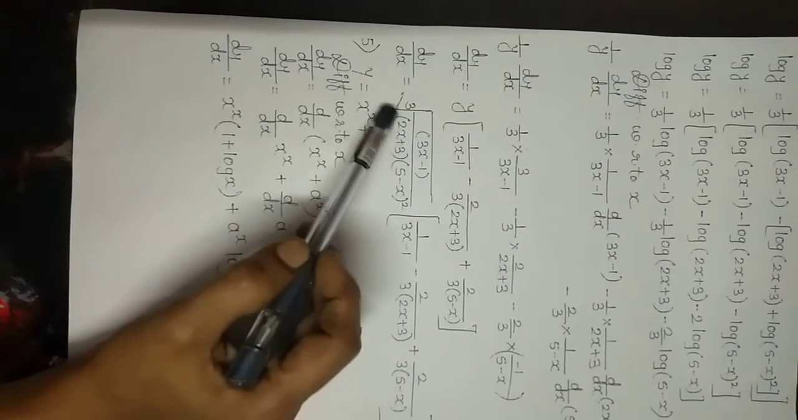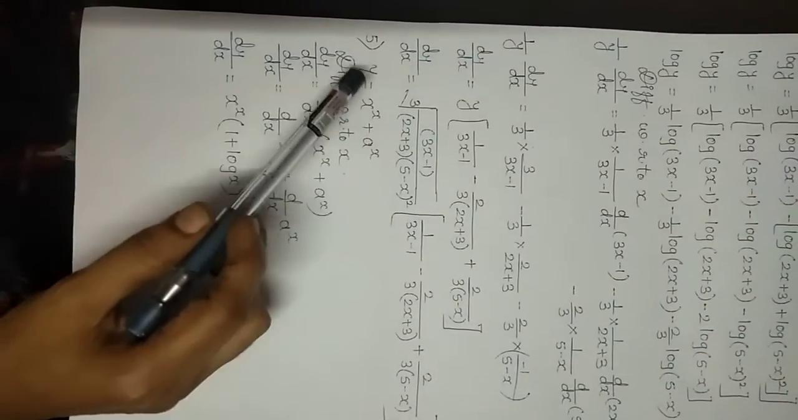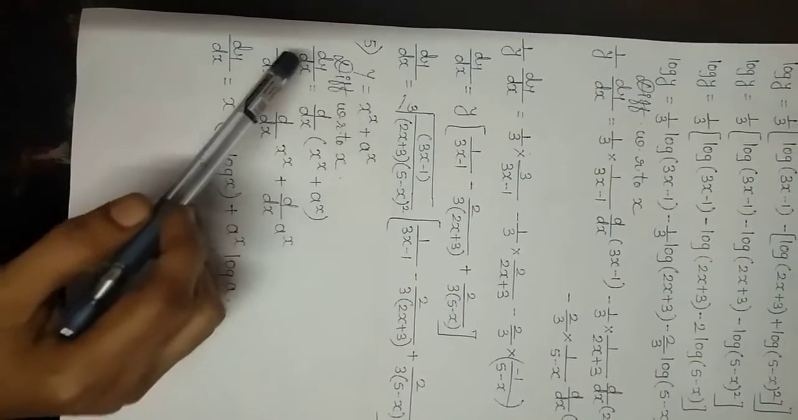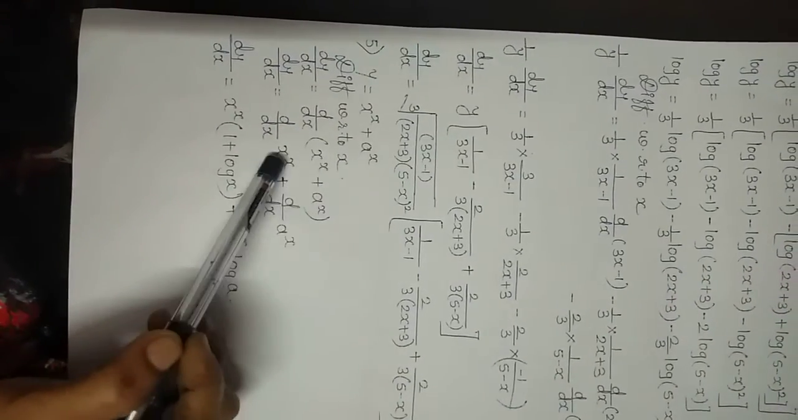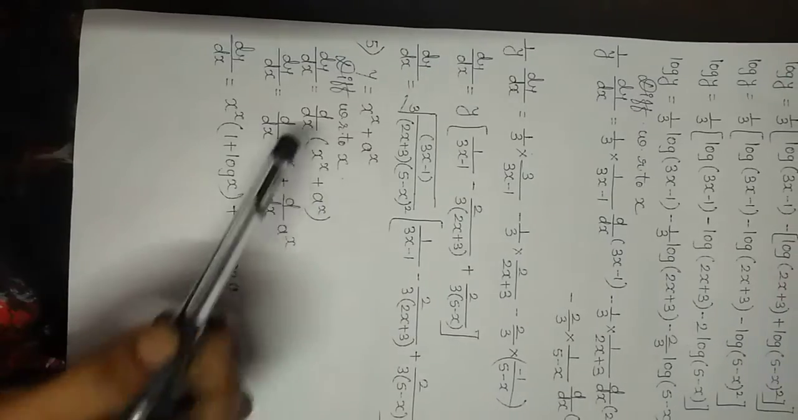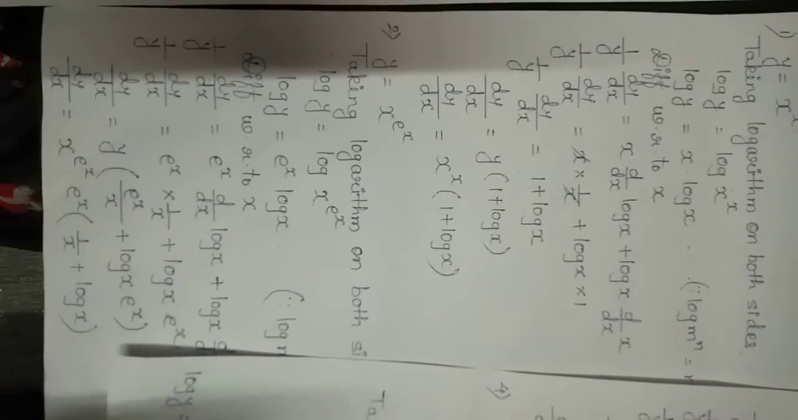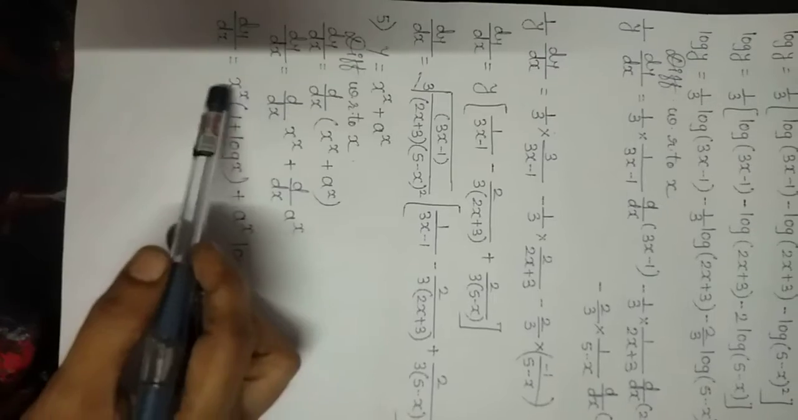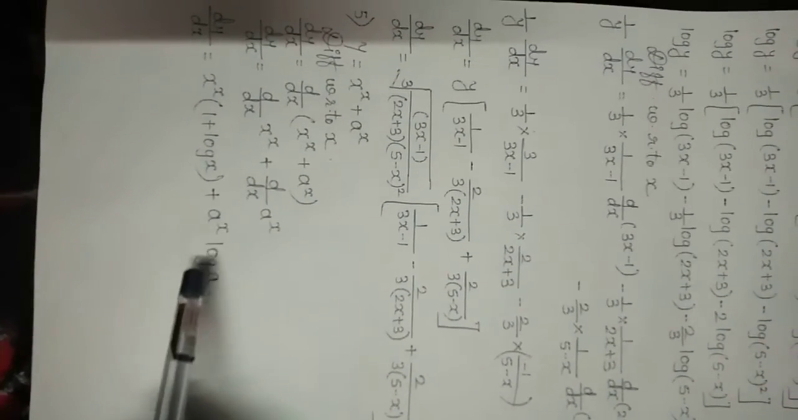Now we have already solved this function, y is equal to x raised to x. So here, differentiating with respect to x, taking dy by dx on both sides: the derivative of x raised to x plus the derivative of a raised to x. Now as we have already solved this, we know the derivative of x raised to x is x raised to x into (1 plus log x). So that answer I am writing here, x raised to x into (1 plus log x), and then the derivative of a raised to x is a raised to x into log a.